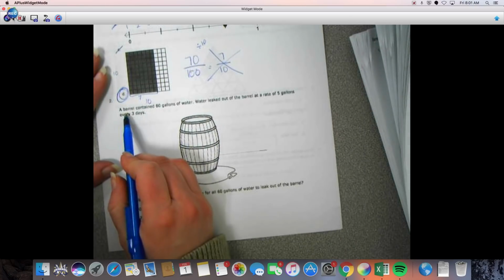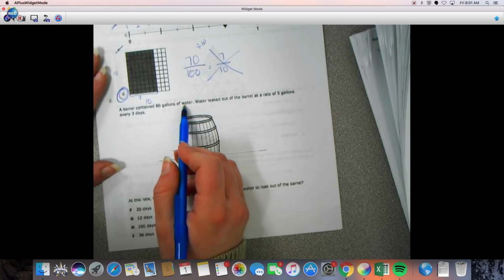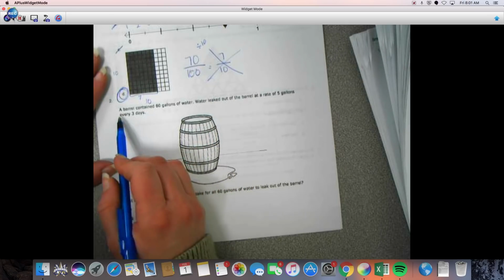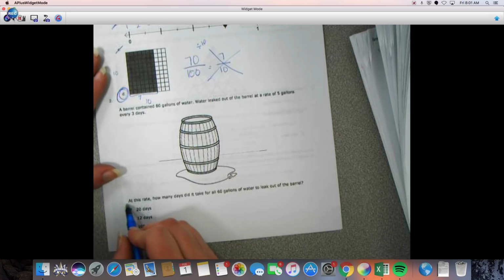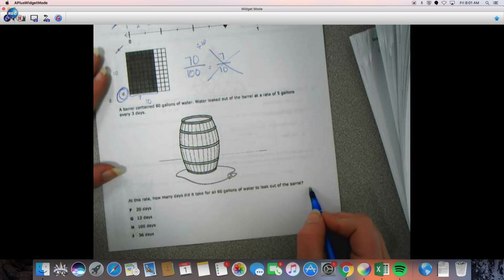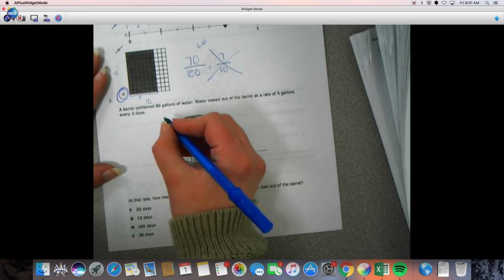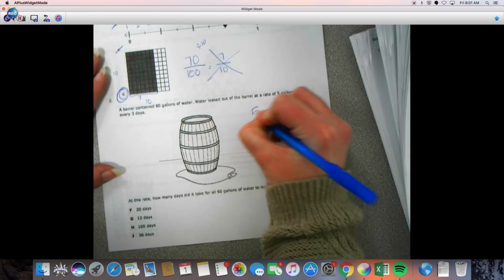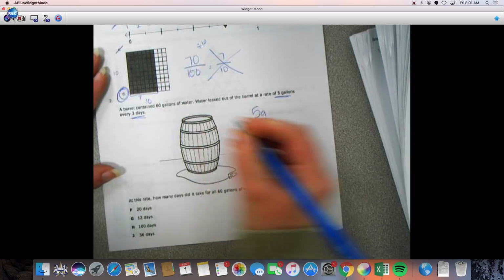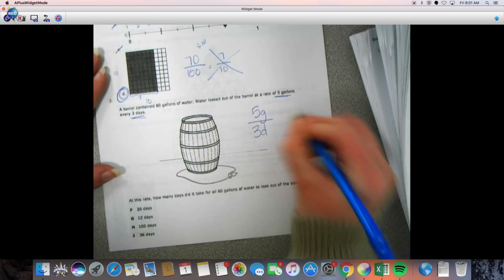Okay, let's look at number 2. A barrel contains 60 gallons of water. Water leaked out of the barrel at a rate of 5 gallons every 3 days. At this rate, how many days did it take for all 60 gallons of water to leak out of the barrel? So if I have 5 gallons every 3 days, I need to make that a proportion.